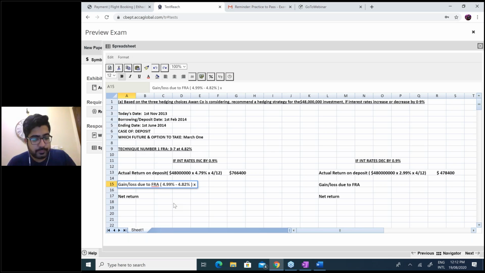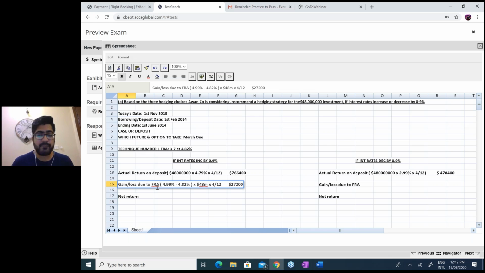into amount 48 million into time period over 12, 4 by 12. Okay, the answer, let's calculate, is $27,200. I'm not sure yet whether it's a gain or loss; I'm just telling you the format. How did you find gain or loss due to FRA? Take the difference in rates. When interest rates increased by 0.9, they became 4.99. But in FRA, you locked the rate at 4.82 into amount into time period over 12.